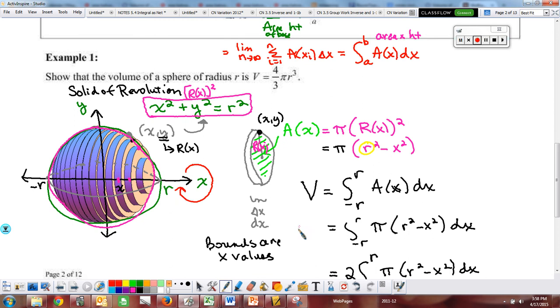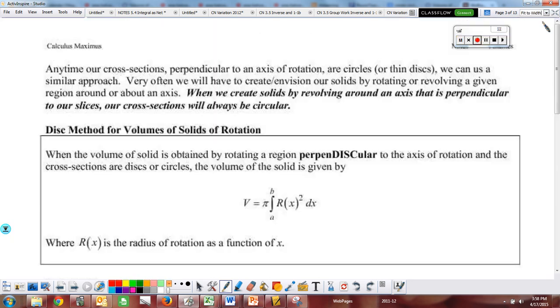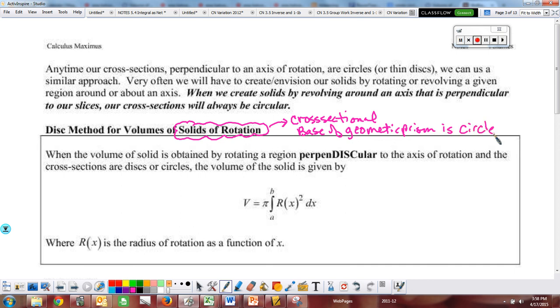And that's exactly what we're going to do for pretty much this one class of problems. These are called solids of revolution. And the nice thing about solids of rotation or solids of revolution is that every time you do a solid of rotation, the cross-sectional base of your geometric prism is always going to be a circle. And that's the key to this.